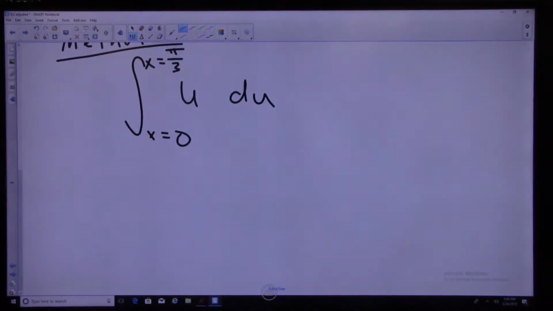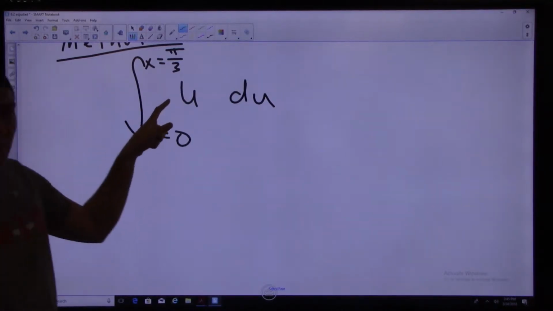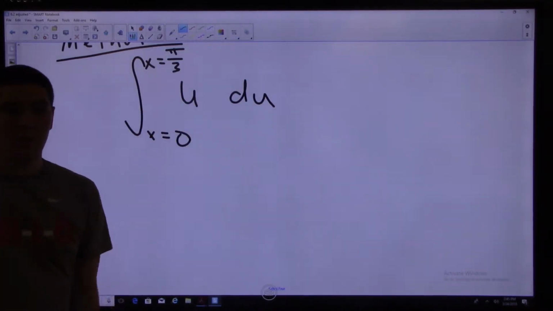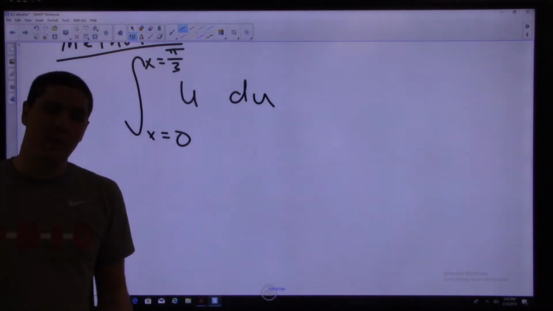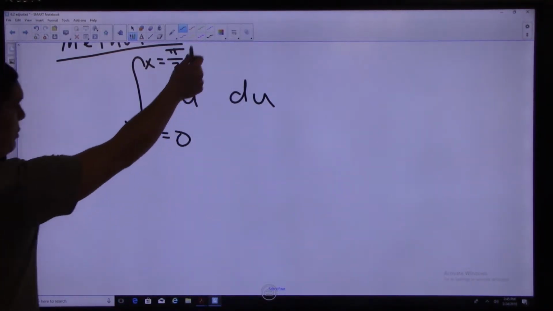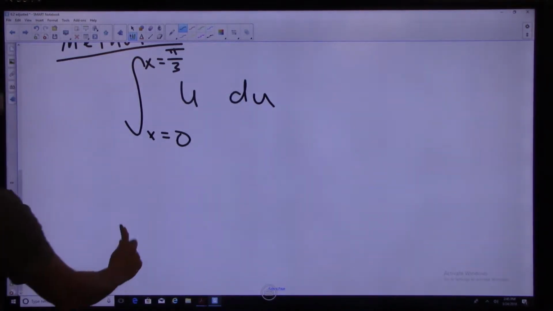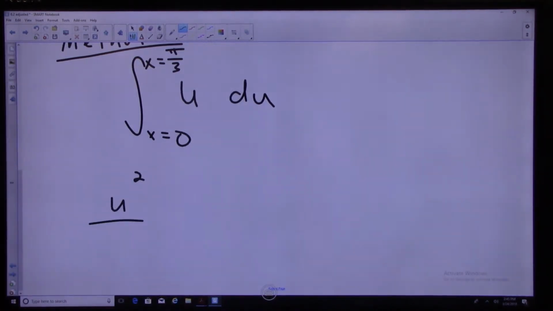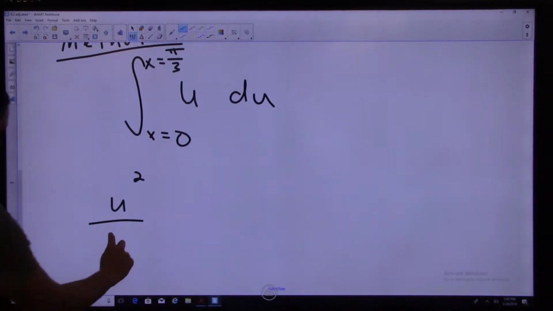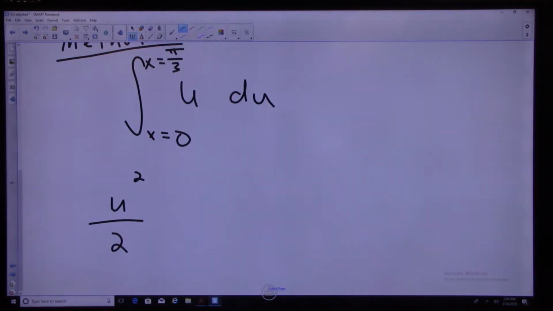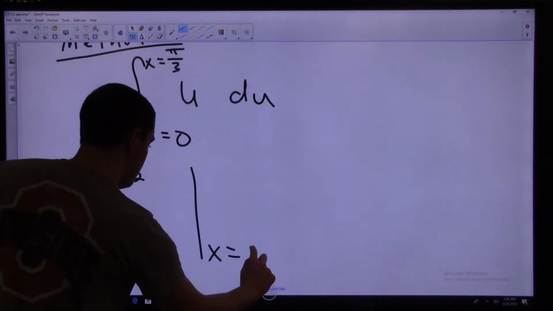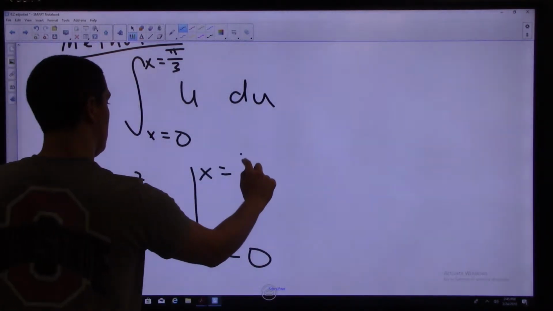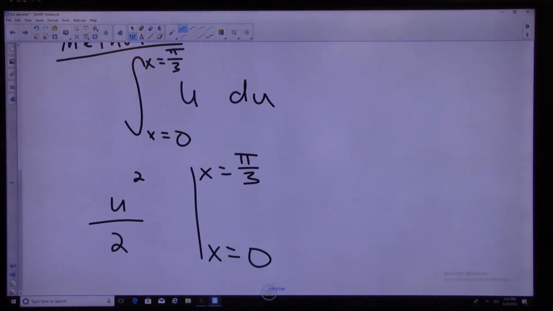Here we go. If I just want to take the antiderivative of u, that's just a polynomial function. What do we do? We add 1 to the exponent and divide by the new exponent. This is u to the first, so if I add 1 to the exponent, it's u squared. I divide by the new exponent, which is 2. So it's just u squared over 2. And I'm going to evaluate that from x equals 0 to x equals pi over 3.